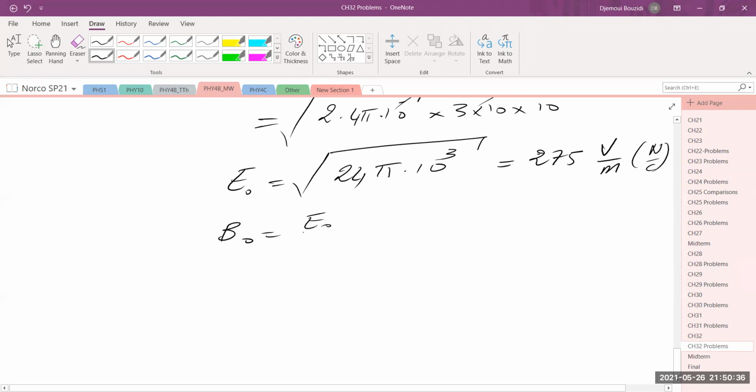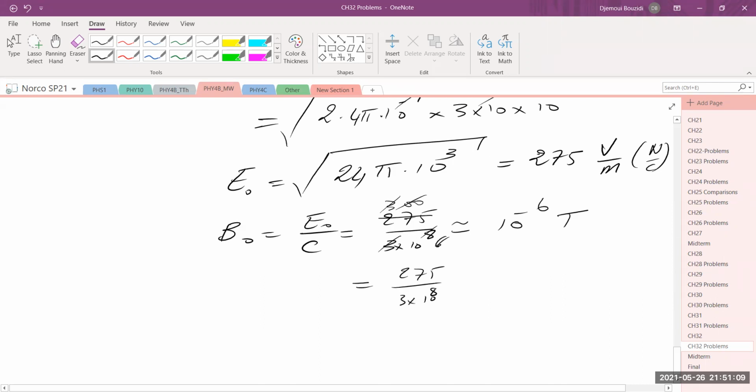So B naught is E naught over c. And E naught is 275 divided by 3 times 10 to the power 8. If I'm running out of time, I know 275 is roughly 300, and the 300 cancels the 3 to give me 1, so it's going to be 10 to the negative 6 Tesla. Obviously, I'm not running out of time, so I'm going to do 275 over 3 times 10 to the power 8. It should be slightly less than 10 to the negative 6 Tesla.